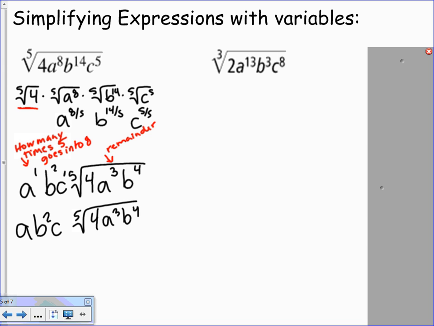Can you try this one? The cube root of 2, a to the 13th, b to the 3rd, c to the 8th. Try that one, and then I'll give you your 10 problems for your homework assignment. Or you can work on flashcards, or you can work on the worksheet from Mr. Wrench.